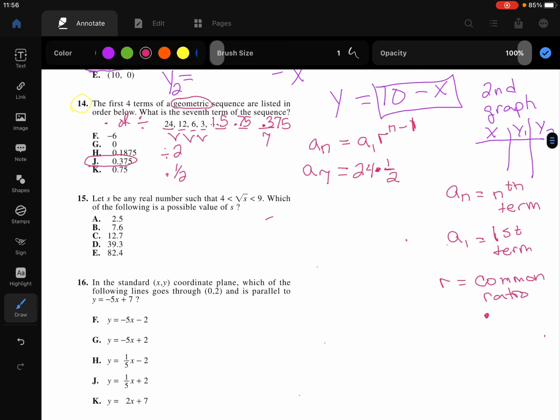All right, again, the exponent is n minus 1. You're using that same n as for that nth term we're looking for. So we're going to have a 7 minus 1. All right, and then you just have to simplify this to find your 7th term.